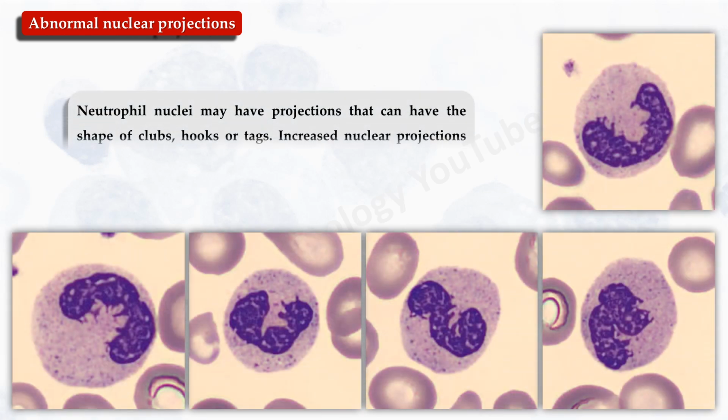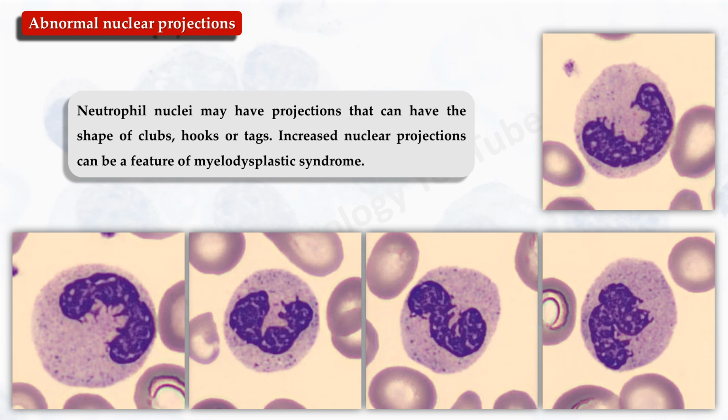Neutrophil nuclei may have projections that can have the shape of clubs, hooks, or tags. Increased nuclear projections can be a feature of myelodysplastic syndrome.